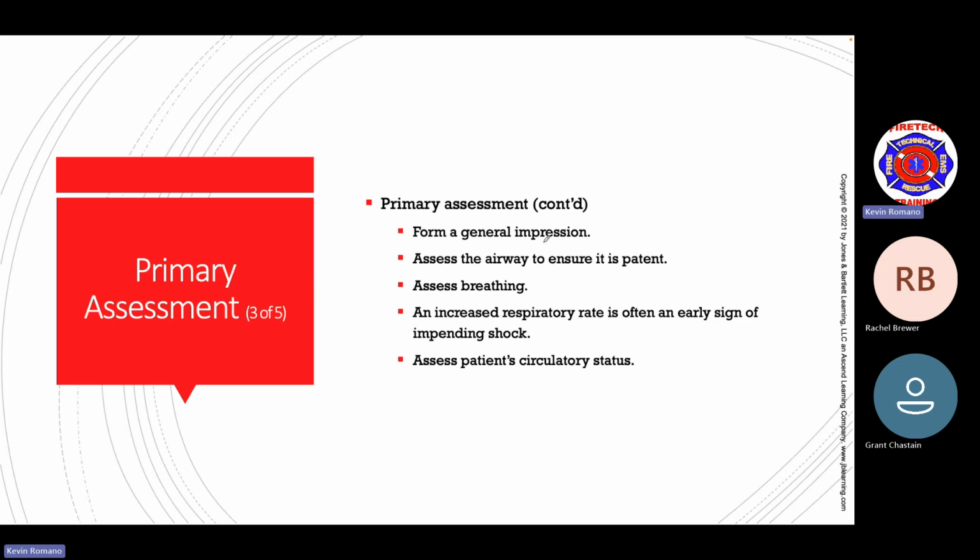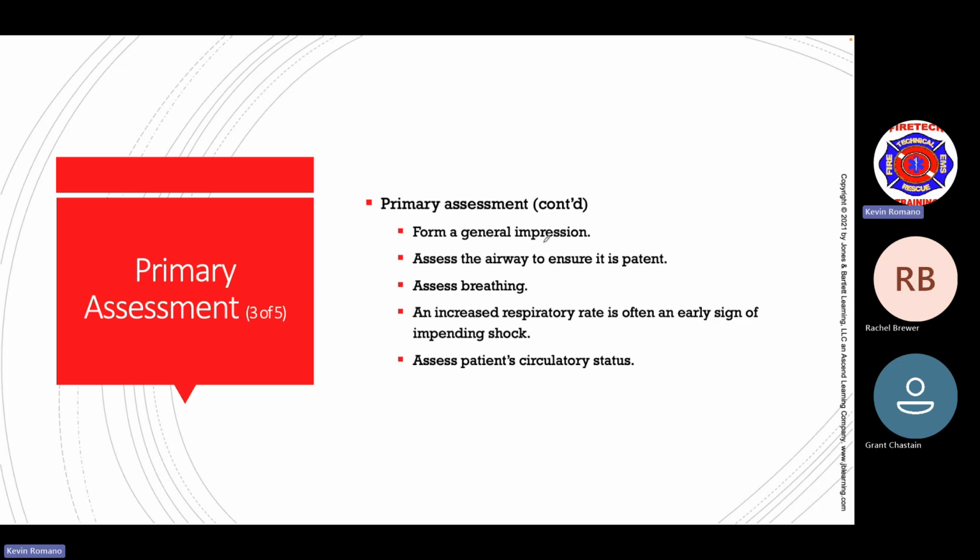Form a general impression. Are they sick or not sick? Determine the need for manual stabilization of the spine and assess patient's level of consciousness. Sir, can you hear me? Are they moaning? Are they speaking? So look at that AVPU scale, right? Alert, verbal, painful, unresponsive, right? I'm not asking you to start asking questions of your AO times 4. This is a quick general impression. Are they awake or are they not? Right? Then quickly assess breathing. Are they breathing? Are they breathing rapid, shallow? What does it look like to you?